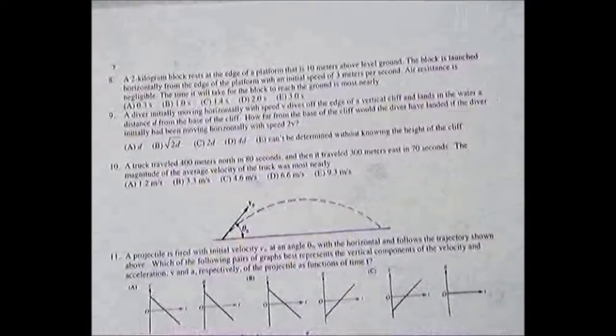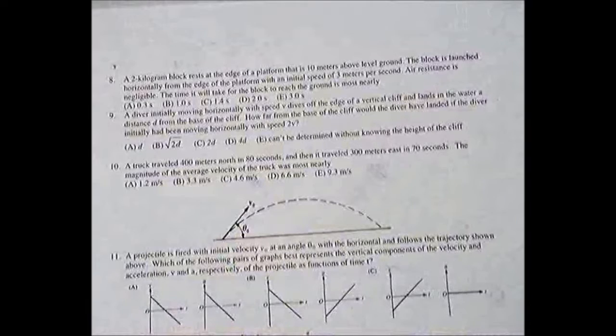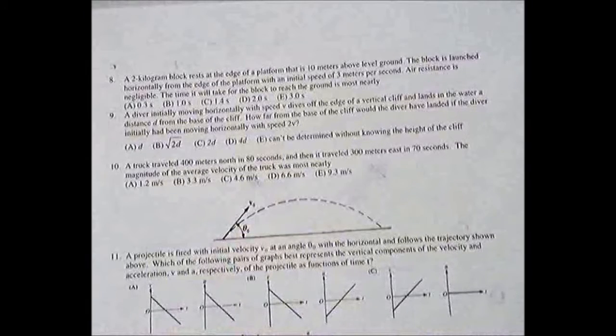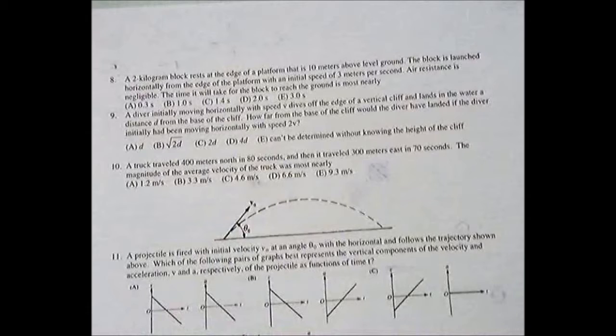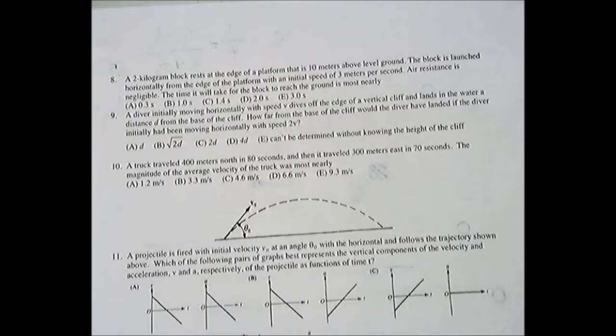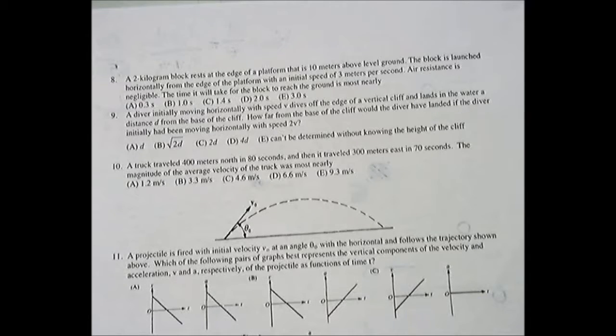A diver, initially moving horizontally with a speed v, dives off the edge of a vertical cliff and lands in the water a distance d from the base of the cliff. How far from the base of the cliff would the diver have landed if the diver initially had been moving horizontally with speed 2v? Alright, that one's kind of confusing. Don't worry, I read it like 5 times before I started solving it.